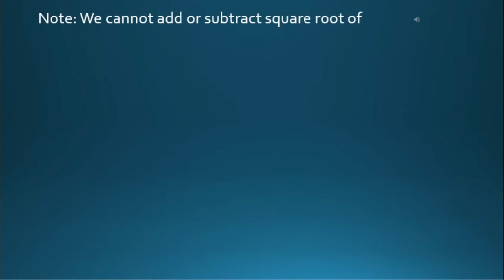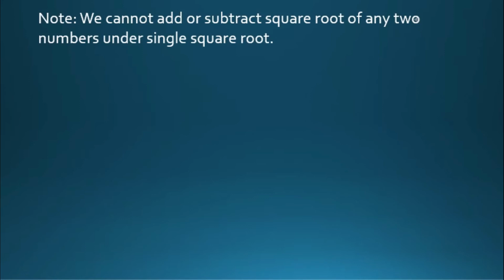Note: we cannot add or subtract square roots of any two numbers under a single square root. Let me give you an example. If we have two numbers like square root of 3 and square root of 2, then we cannot add like this. Square root of 3 plus square root of 2 is not equal to square root of 3 plus 2, not equal to square root of 5.